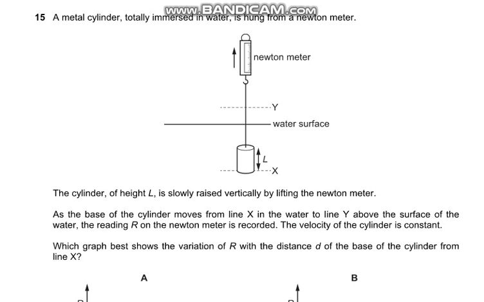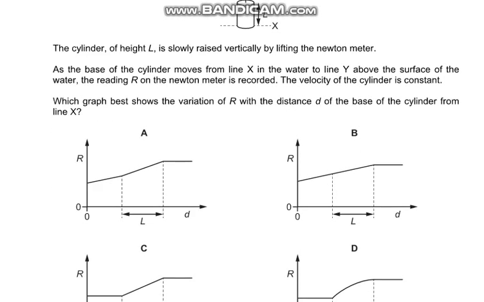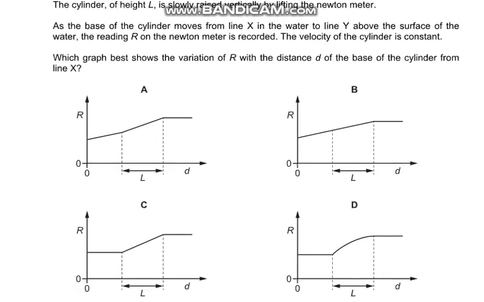So question number 15 says that a metal cylinder totally immersed in water is hung from a newton meter. The cylinder of height L is slowly raised vertically by lifting the newton meter. As the base of the cylinder moves from line X in the water to line Y above the surface of the water, the reading R on the newton meter is recorded. The velocity of the cylinder is constant. So this must be highlighted. Which graph shows the variation of R with the distance d of the base of the cylinder from the line X? So we have A, B, C and D.